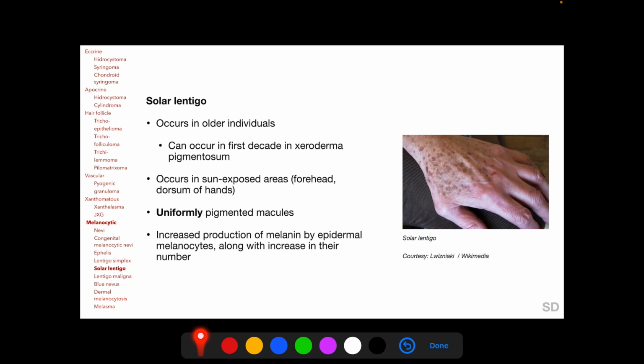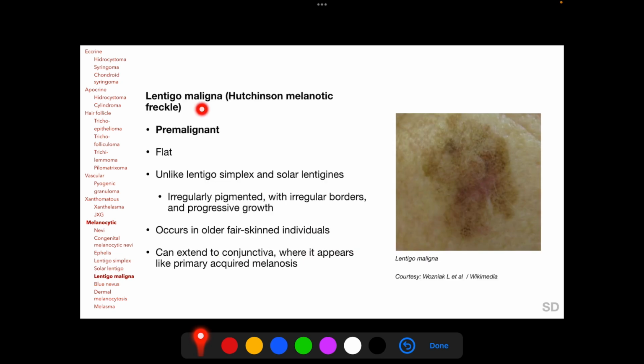Lentigo maligna or Hutchinson melanotic freckle is a pre-malignant lesion and is flat. But unlike lentigo simplex and solar lentigo, it is irregularly pigmented with irregular borders and progressive growth. So these characteristics differentiate lentigo maligna from lentigo simplex and solar lentigo, being irregularly pigmented as seen here, with irregular borders also seen here, and having progressive growth.